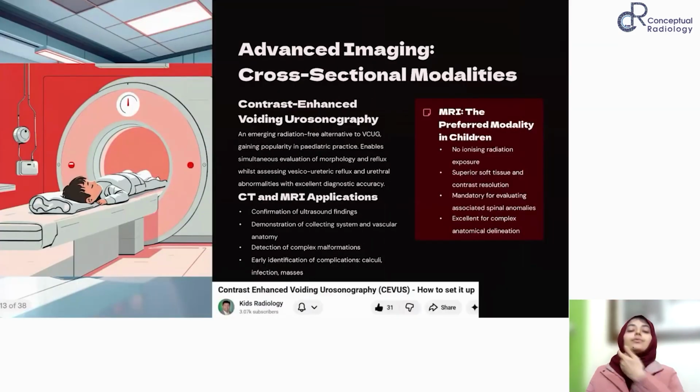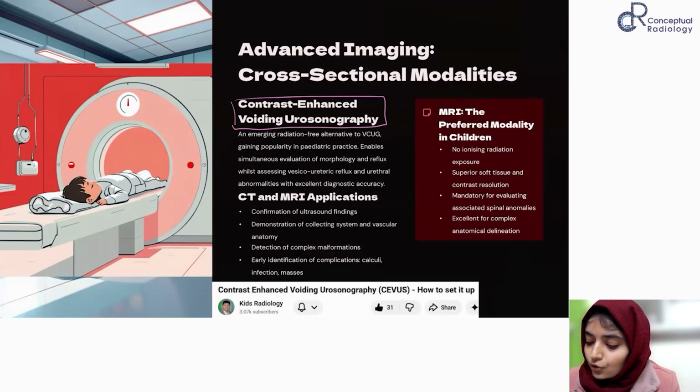Okay, so these were the various conventional imaging modalities. We have ultrasound, we have IVUs, MCU, we have done all of these day in and day out. We are going to perform these studies. After that, we have this modality which is coming up. It is contrast enhanced voiding urosonography. In short, we can write it as CEVUS.